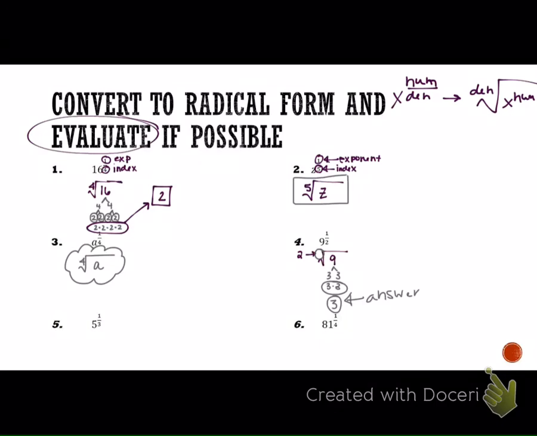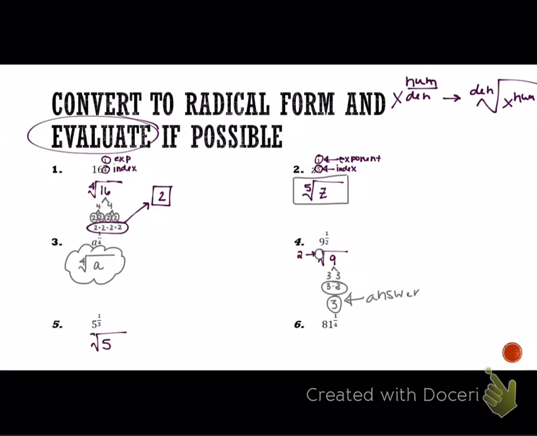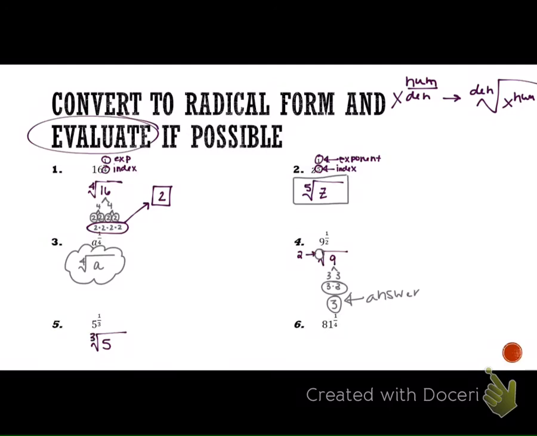Okay, Mike, how do I rewrite 5 to the 1/3? Take the little radical and put the 5 inside, and on the outside is 3, so it's a cube root. Good. And then the inside is 1, so it's nothing. So it's 5 to the first.